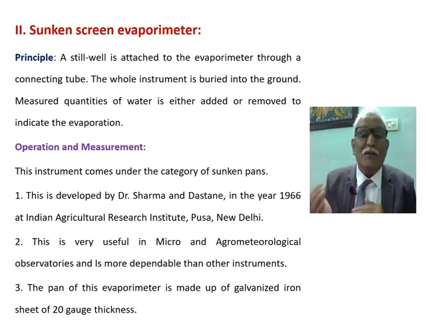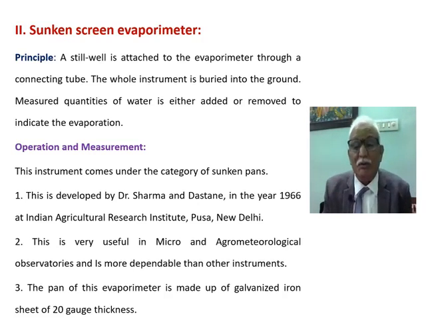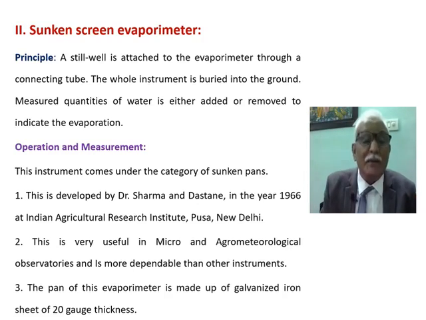Measured quantities of water are either added or removed to indicate the evaporation. Why? When we add, there is no rain. When we remove, rain is there. So that is the same principle as that of the USWB class A open pan evaporimeter. But here the stilling well is attached to the evaporimeter through a connecting tube, so that the water level in the stilling well and the water level in the evaporimeter are at the same level. That is the principle of operational measurement.